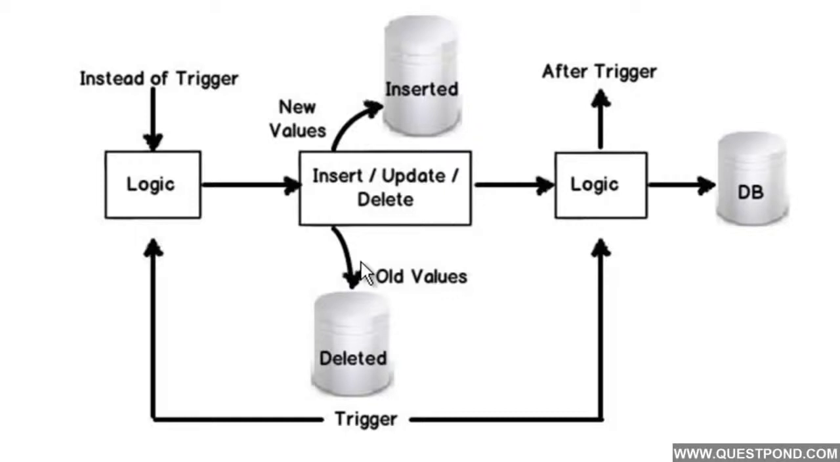Now there are two kinds of triggers: the instead of trigger and the after trigger. The instead of trigger executes before the update happens on a table, and the after trigger executes after the update has already happened on a table. So in this video, let's first demonstrate what exactly a trigger is, then we'll demonstrate the inserted and deleted tables, and later we'll see a demonstration of the instead of trigger and the after trigger.